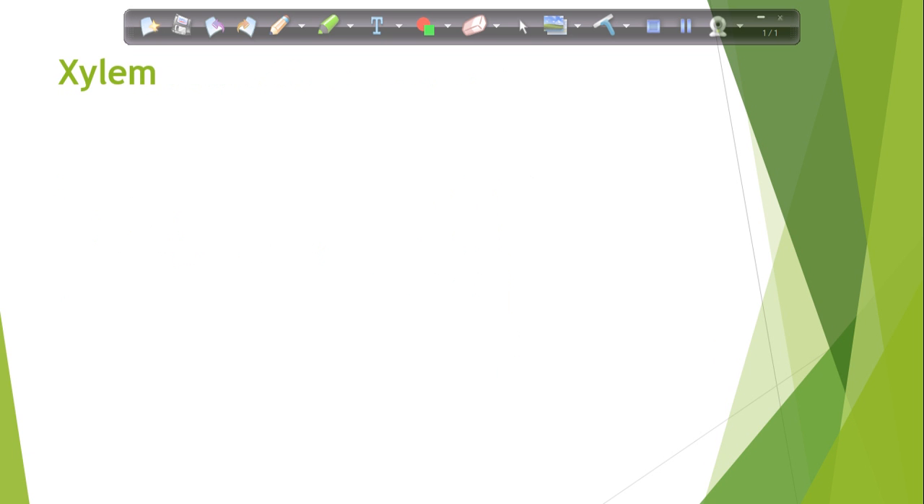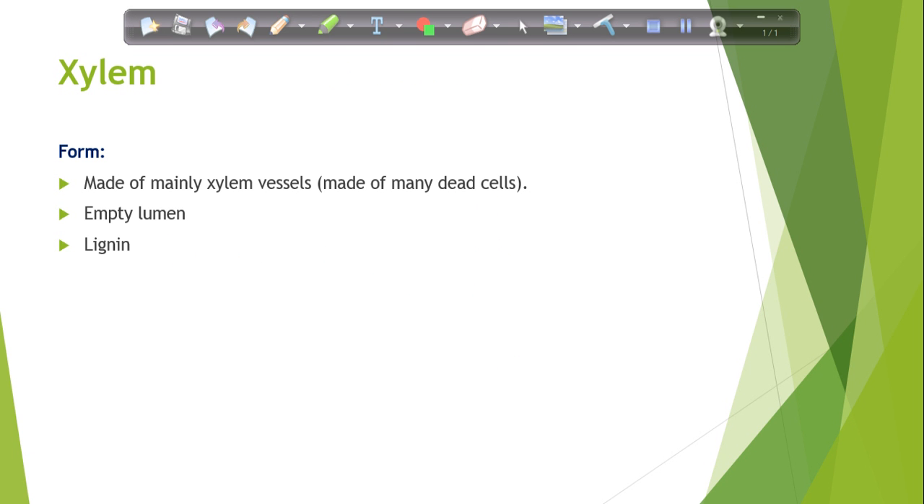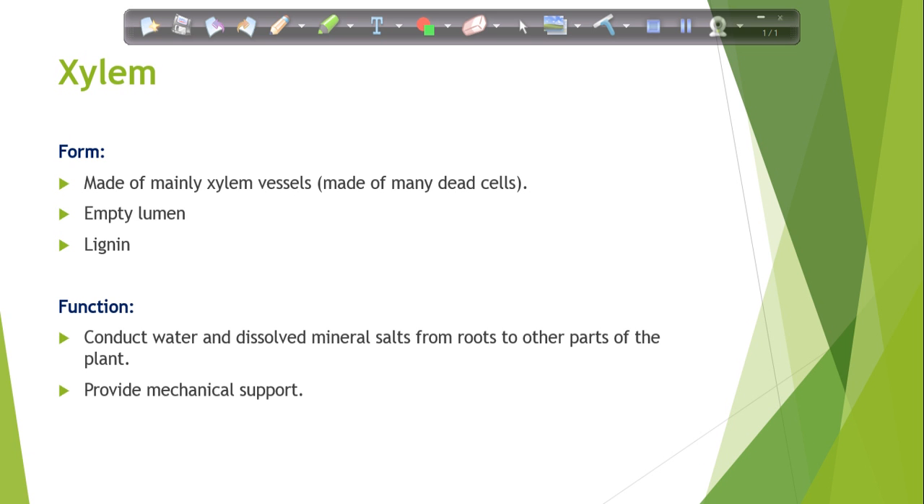The xylem acquires the form of many xylem vessels which are made up of dead cells. Each xylem vessel has an empty lumen and possesses lignin within its cell walls. The function of the xylem is to transport water and dissolved mineral salts, as well as to provide mechanical support for the plant.